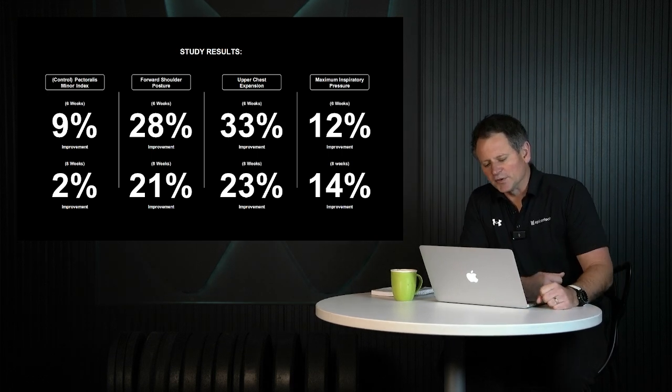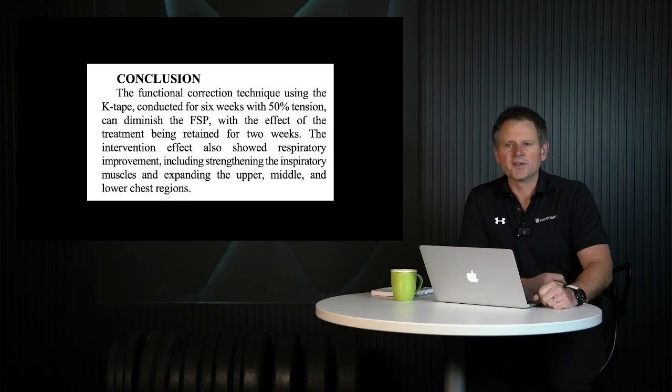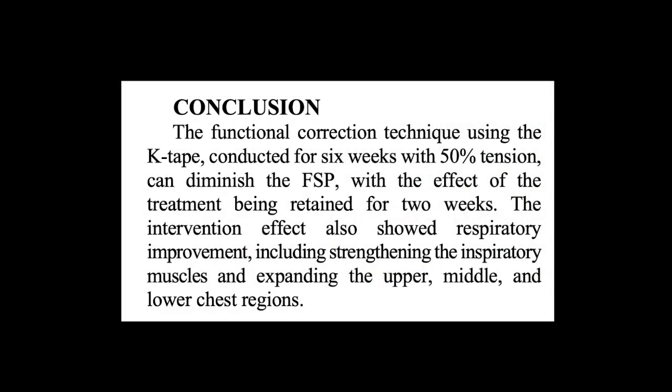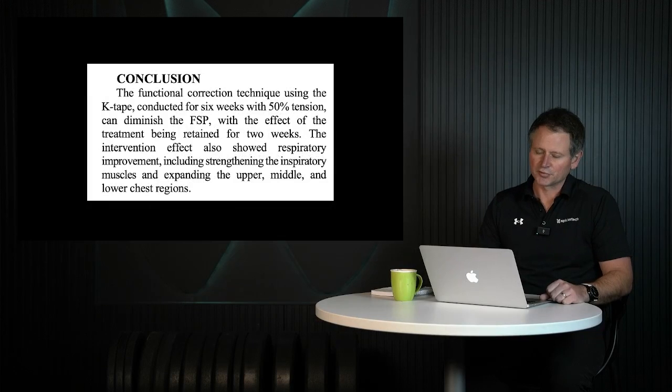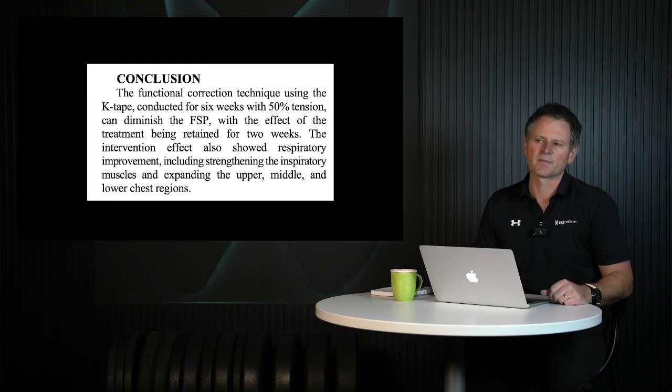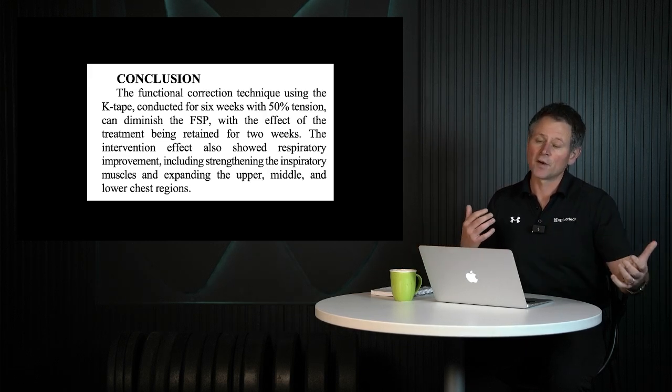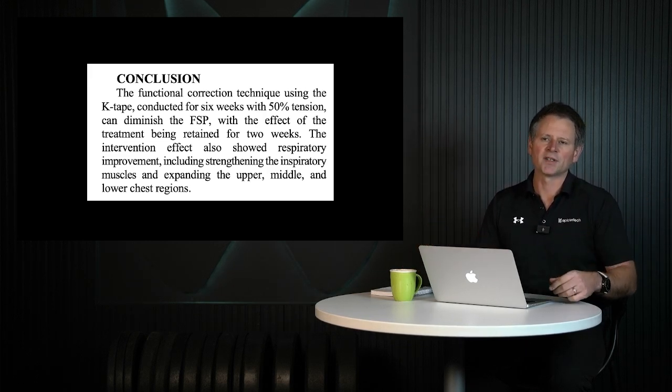As a result, the conclusion is that the functional correction technique, which uses 50% tension over 6 weeks, can diminish forward shoulder posture, with the effect of treatment being retained for 2 weeks even without the tape. The intervention effect also showed respiratory improvement, including strengthening the inspiratory muscles and expanding the upper, middle, and lower chest region. So all fantastic, and the things that you would expect, right? If you improve the posture, you're improving respiration, lung function, and rib function, and all of a sudden we're just optimizing, getting back to where we normally should be.